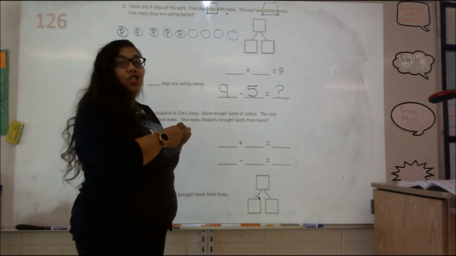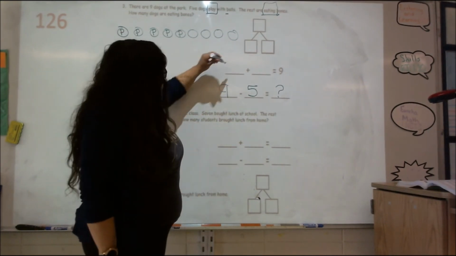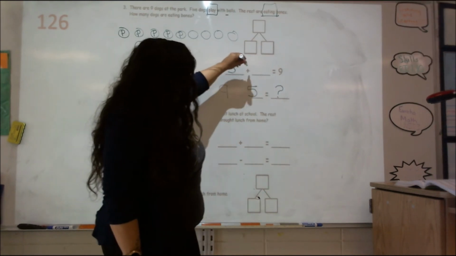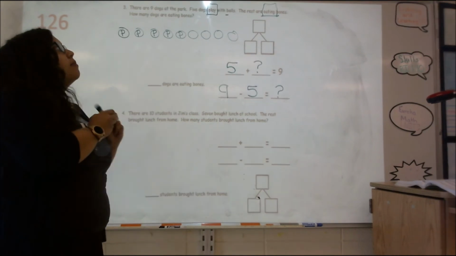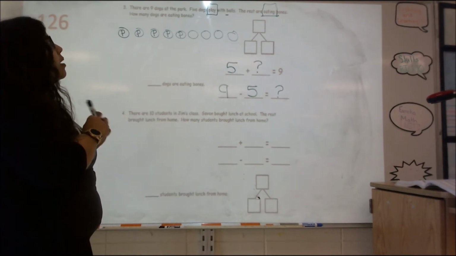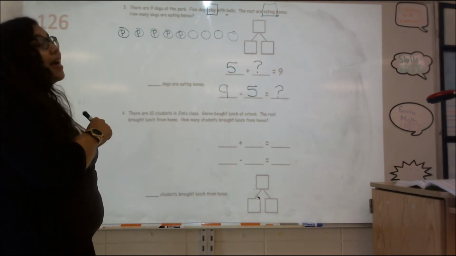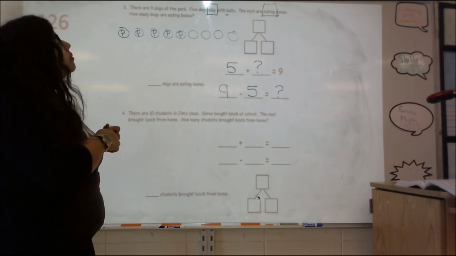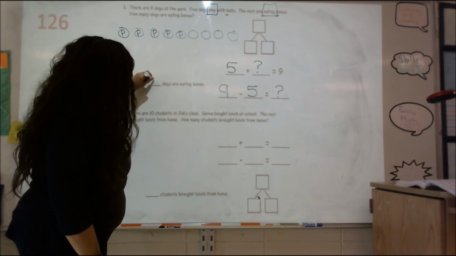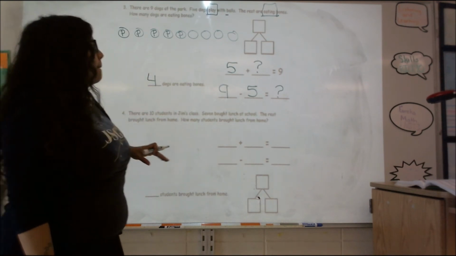Knowing how addition and subtraction work together, we can also say that 5 plus that same mystery number is equal to 9 because they come from the same number bond. Now tell me, how many dogs are eating bones? Correct. 4 dogs are eating bones.